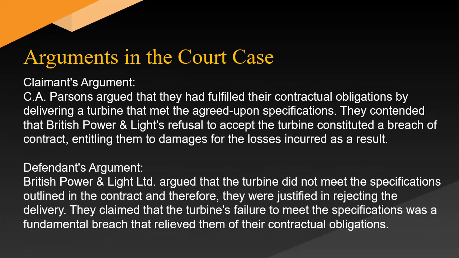Arguments: Claimant's argument: CA Parsons argued that they had fulfilled their contractual obligations by delivering a turbine that met the agreed-upon specifications. They contended that British Power and Light's refusal to accept the turbine constituted a breach of contract, entitling them to damages for the losses incurred as a result.